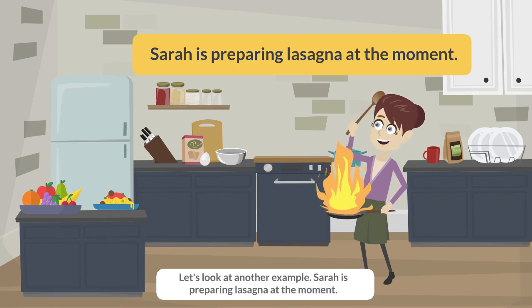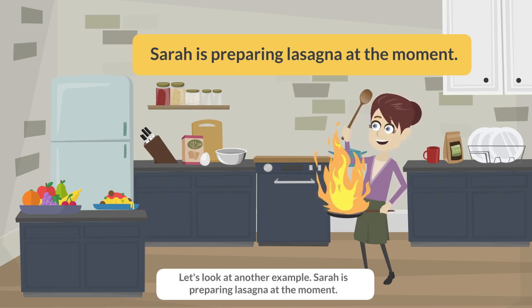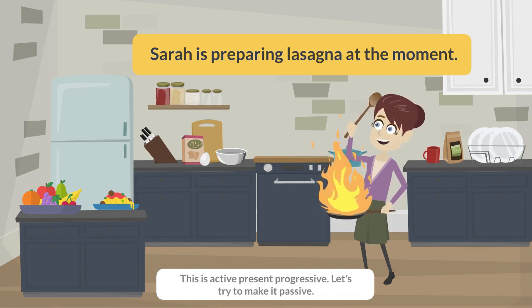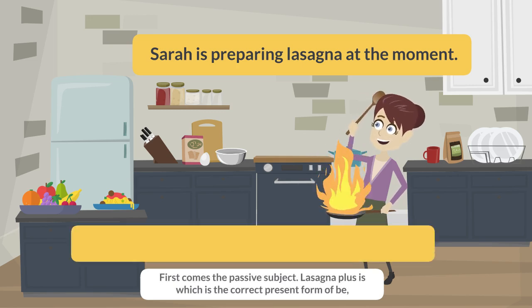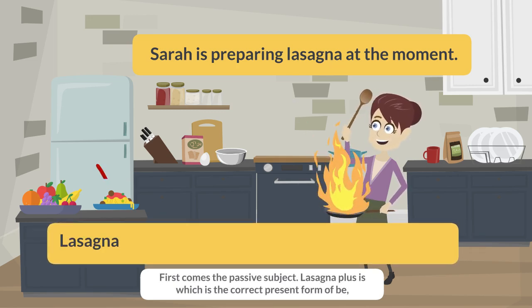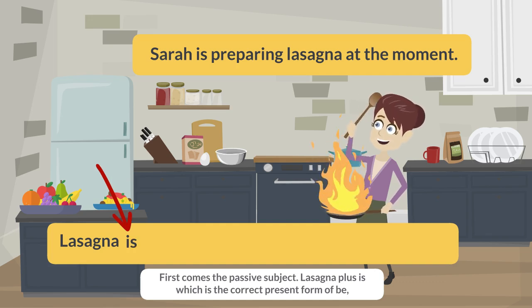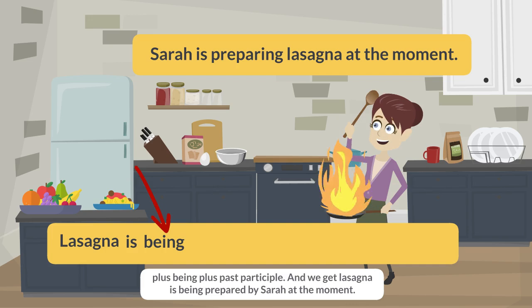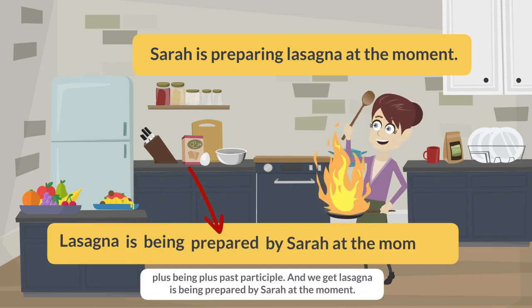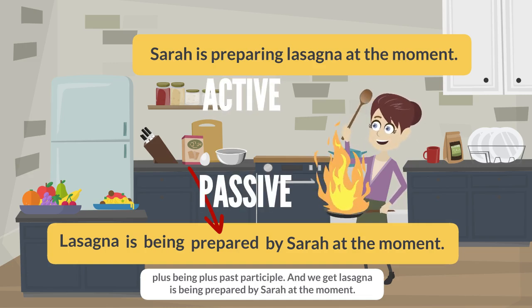Let's look at another example. Sarah is preparing lasagna at the moment. This is active present progressive. Let's try to make it passive. First comes the passive subject, lasagna, plus is, which is the correct present form of be, plus being, plus past participle. And we get: lasagna is being prepared by Sarah at the moment.